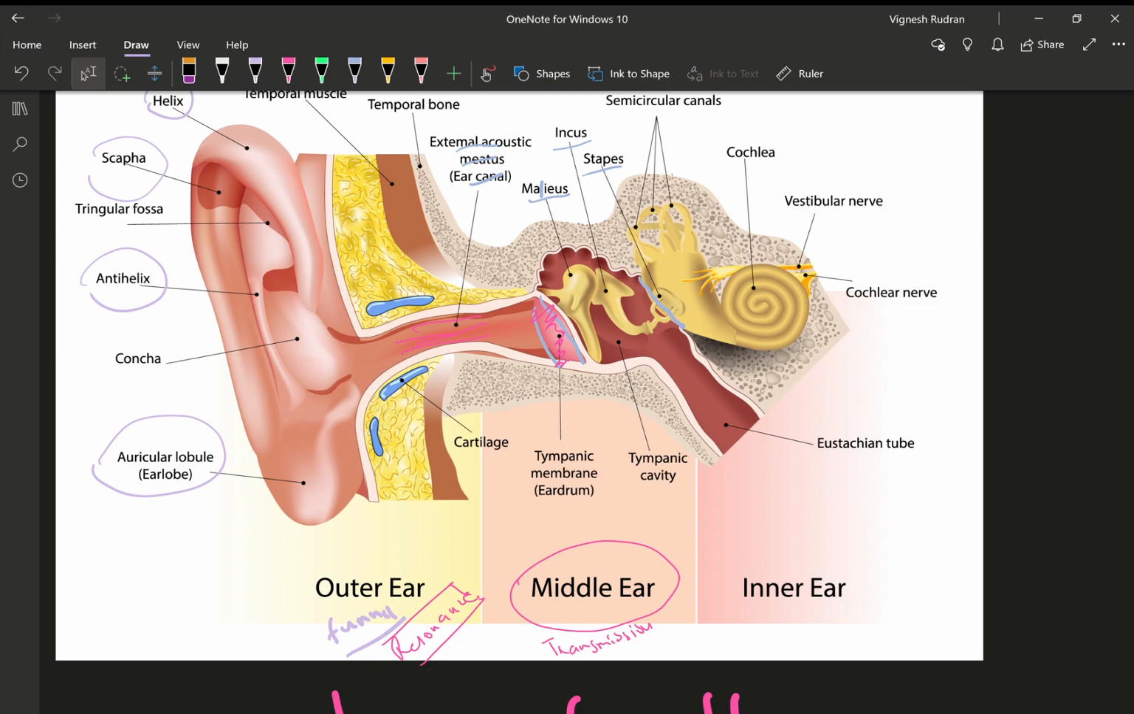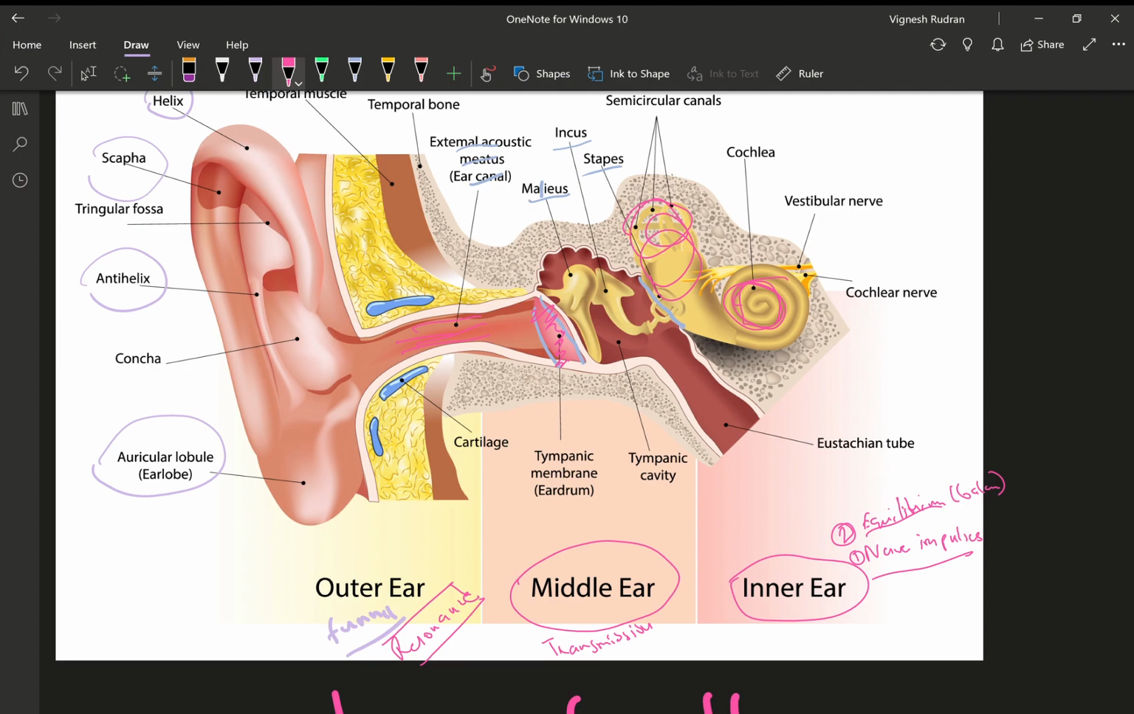So the inner ear has two functions. One is creating nerve impulses based on the sound which is present outside and sending it to the auditory cortex, and the second part would be to maintain equilibrium, basically balance. So the nerve impulse is carried out by the cochlea, which is this part, and the equilibrium part is taken over by this vestibular apparatus.